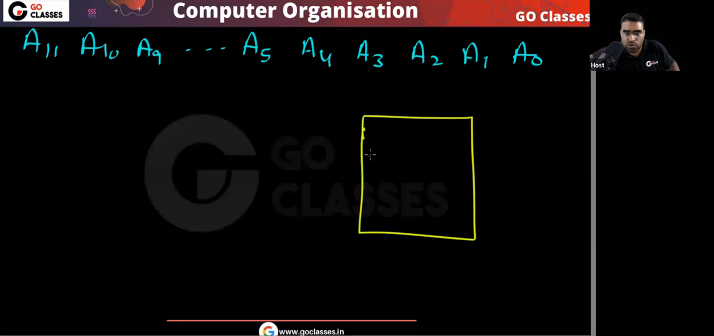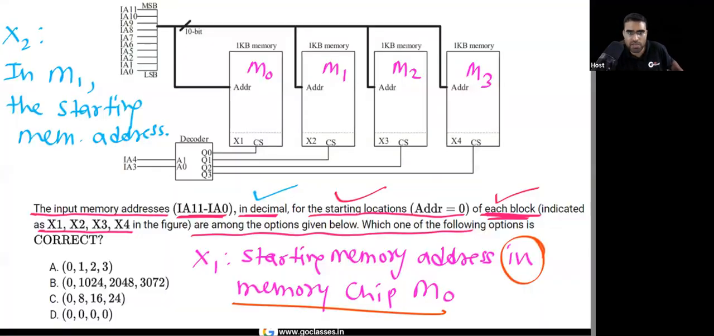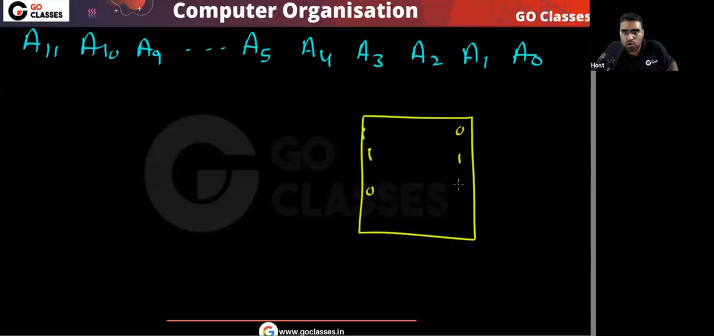In this decoder, look at this, this is MSB, this is LSB, and these are outputs 0, 1, 2, 3. This is the decoder, right? Is this clear? All these small things you should notice.